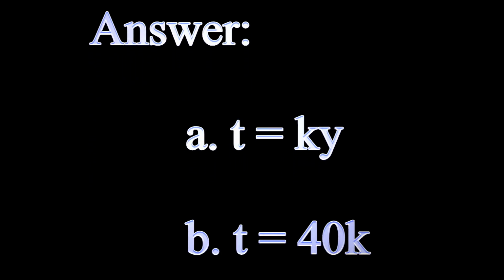Now, let's see if your answer is correct. The answer for letter A is T equals K times Y. And the answer for letter B is T equals 40 times K.